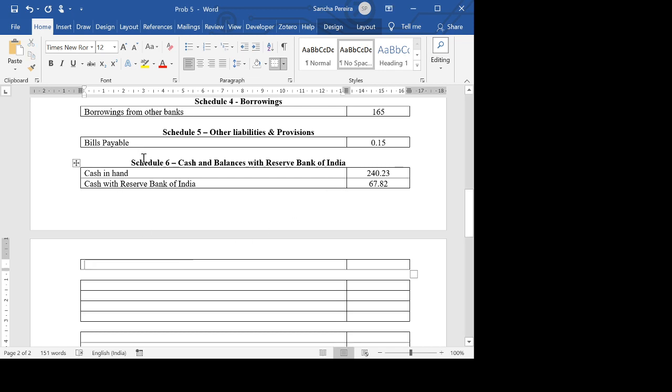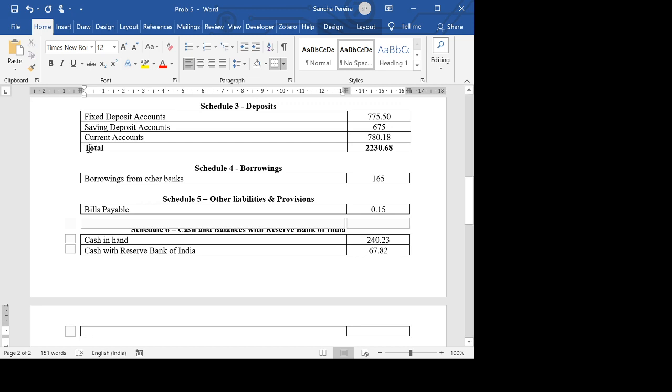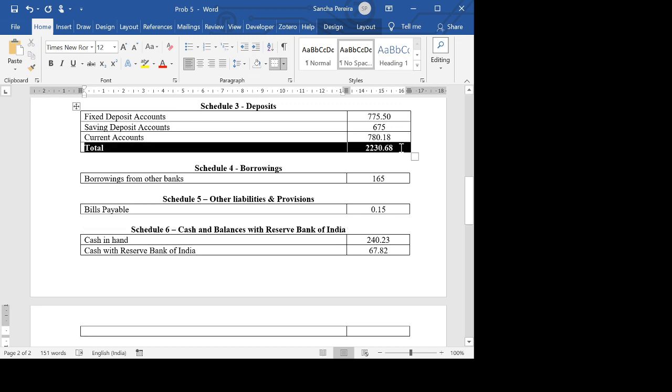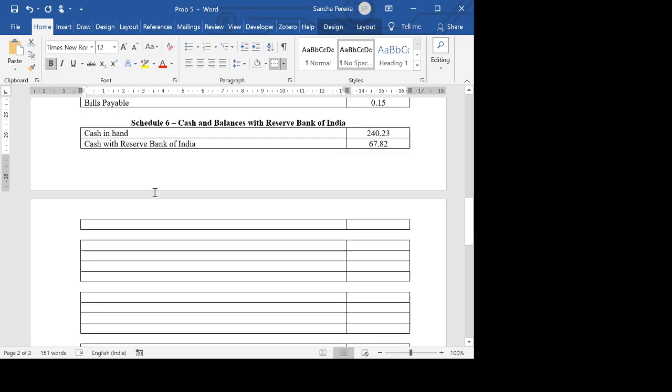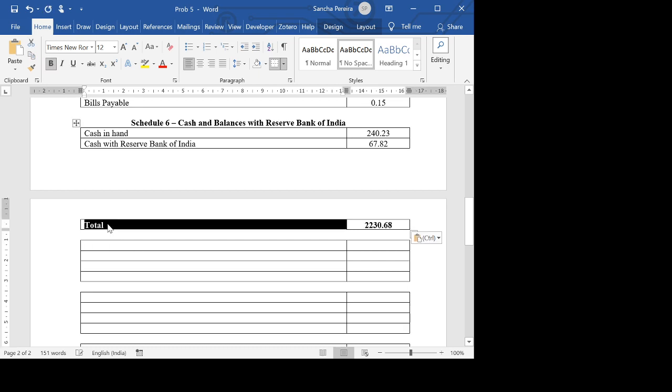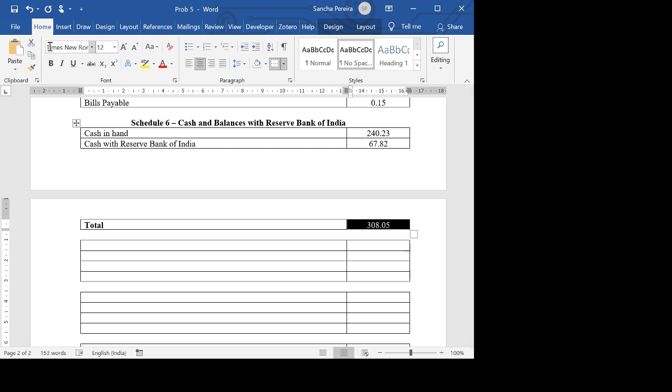So we can total this also. The total of Schedule 6 is 308.05. So that's Schedule 6.